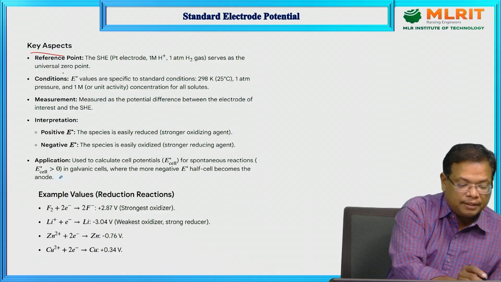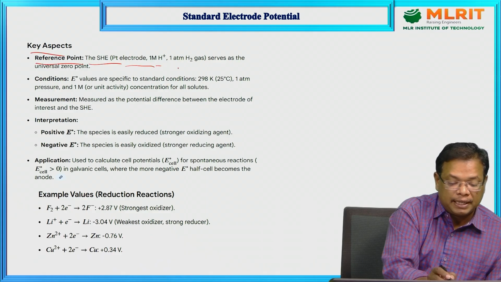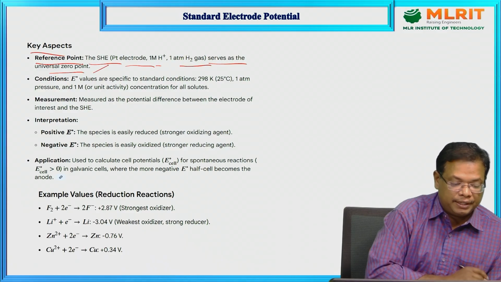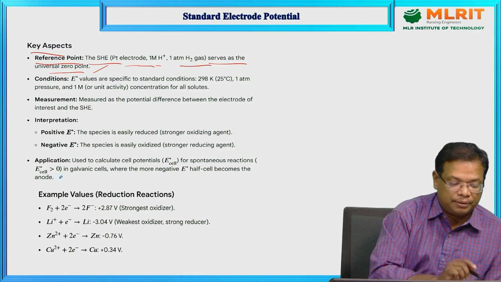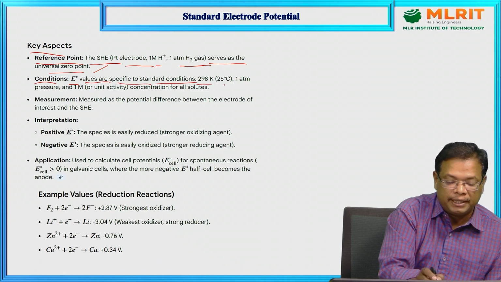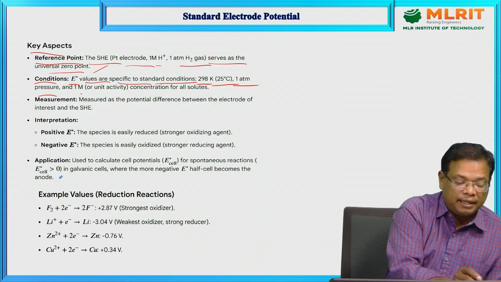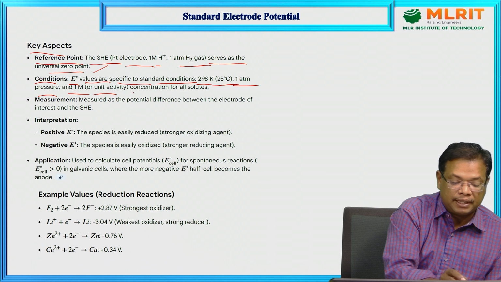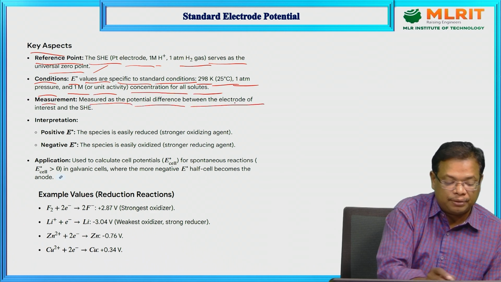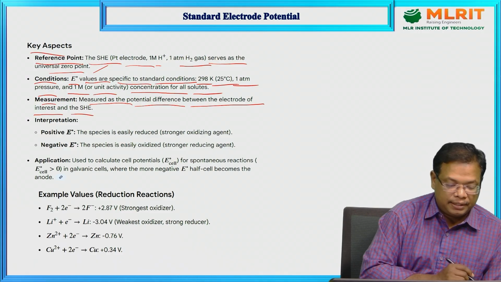Key aspects. Reference point: the SHE, a platinum electrode with 1 molar H+ ions and 1 atmosphere H2 gas, serves as the universal zero point. So this is the standard hydrogen electrode. Conditions applied: E0 values are specific to standard conditions of 298 kelvins, 25 degrees centigrade, 1 atmospheric pressure and 1 molar concentration, unit activity, for all solutes. Measurement: measured as the potential difference between the electrode of interest and the SHE, the standard hydrogen electrode.